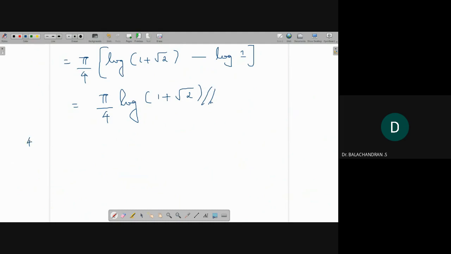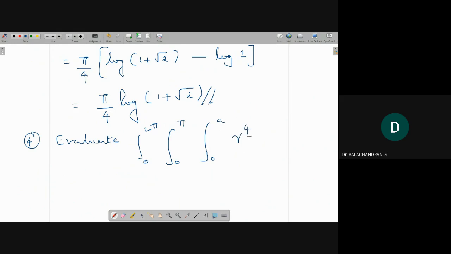Next problem. I think this is a little bit easier one. Evaluate a triple integral, 0 to 2 pi, 0 to pi, 0 to a. Here all the limits are constant.